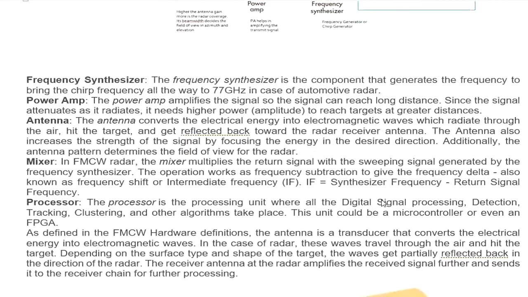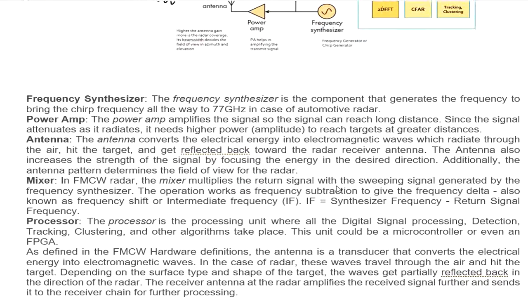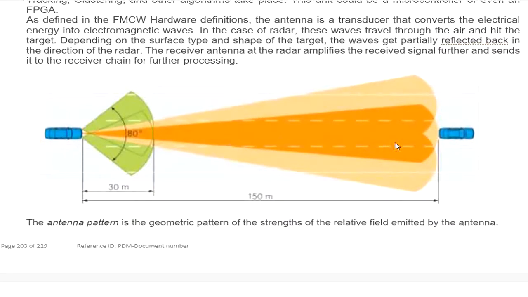So the antenna is the transducer that converts electrical energy into electromagnetic waves. In the case of radar, this wave travels through the air and hits the target. Depending on the surface, type, and shape of the target, the waves get partially reflected back in the direction of the radar. The receiver antennas at the radar amplify the received signal and send it to the receiver chain for further processing. Here is the pattern of the radar. The antenna pattern is a geometric pattern of the strength of the field emitted by the antenna.